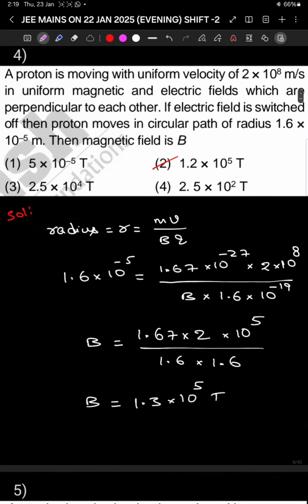Next question. A proton is moving with a velocity in uniform magnetic and electric fields which are perpendicular to each other. If the electric field is switched off, that means now only the magnetic field is present. When a charged particle is moving in a magnetic field, it undergoes a circular path, and the radius formula is mv by Bq. The mass of the proton we know. The speed of the proton is given as 2 into 10 power 8. The magnetic field we have to find. The charge of the proton we know, 1.6 into 10 power minus 19. The radius is also given, so you can find the B value.